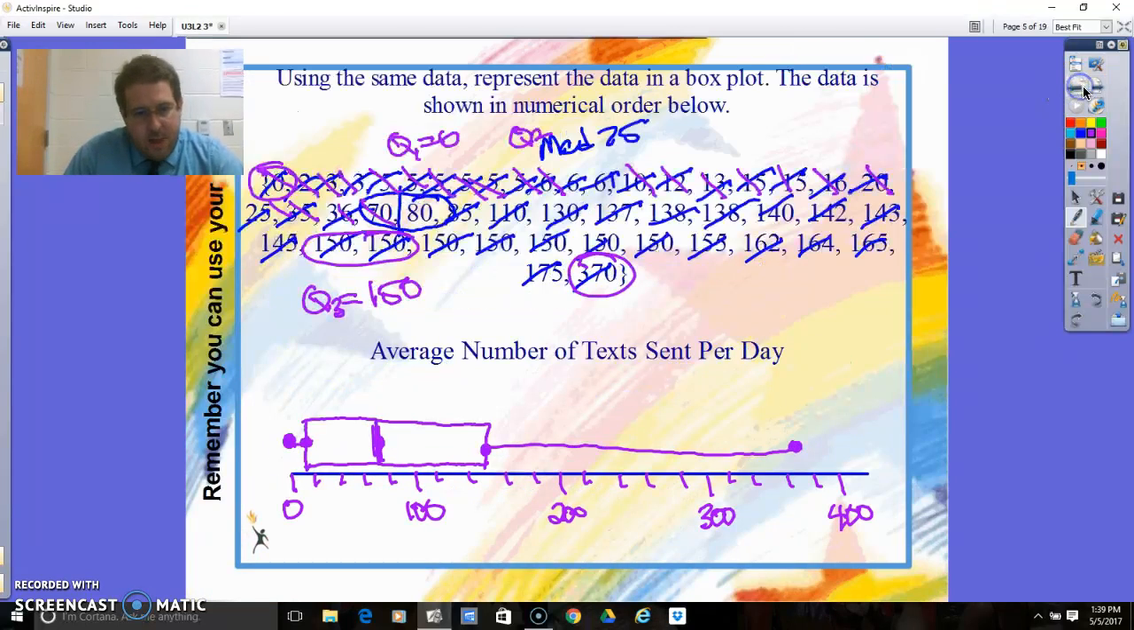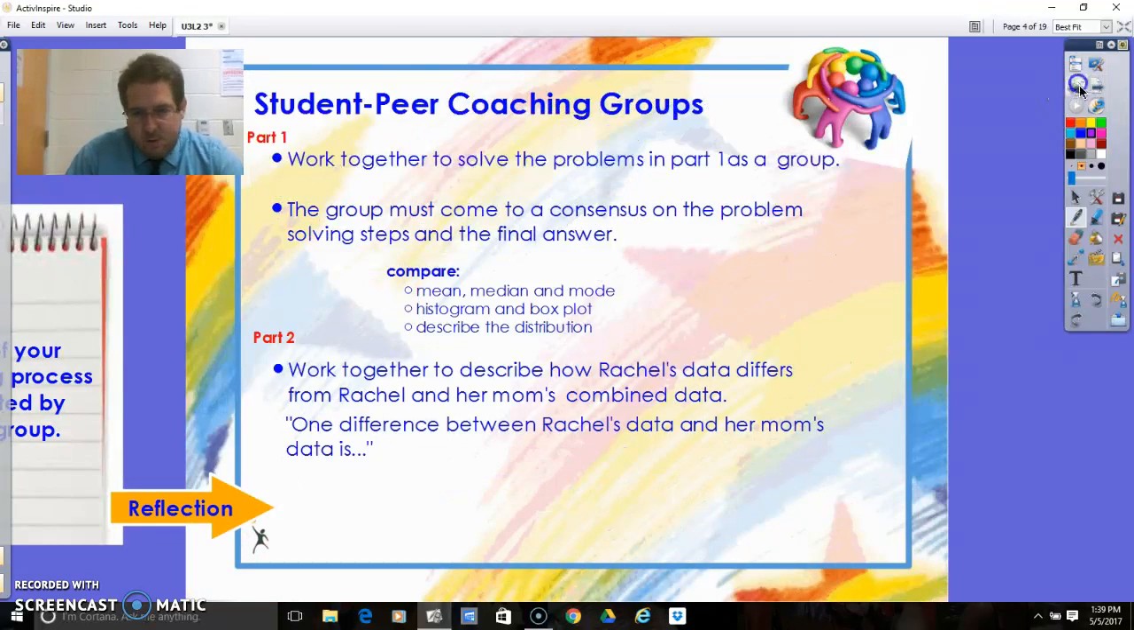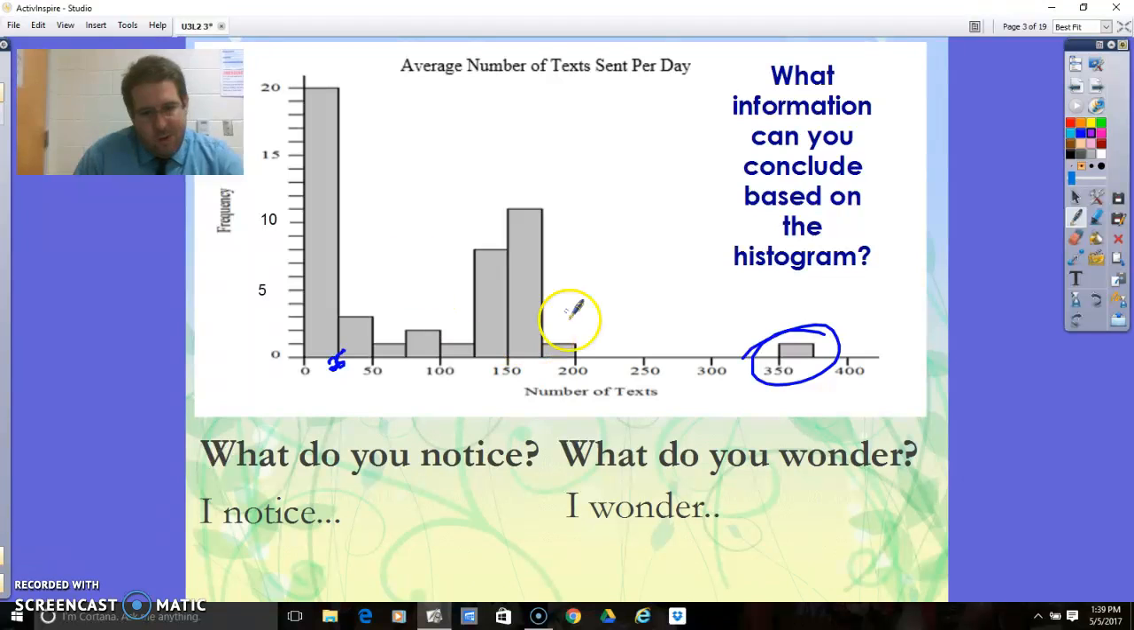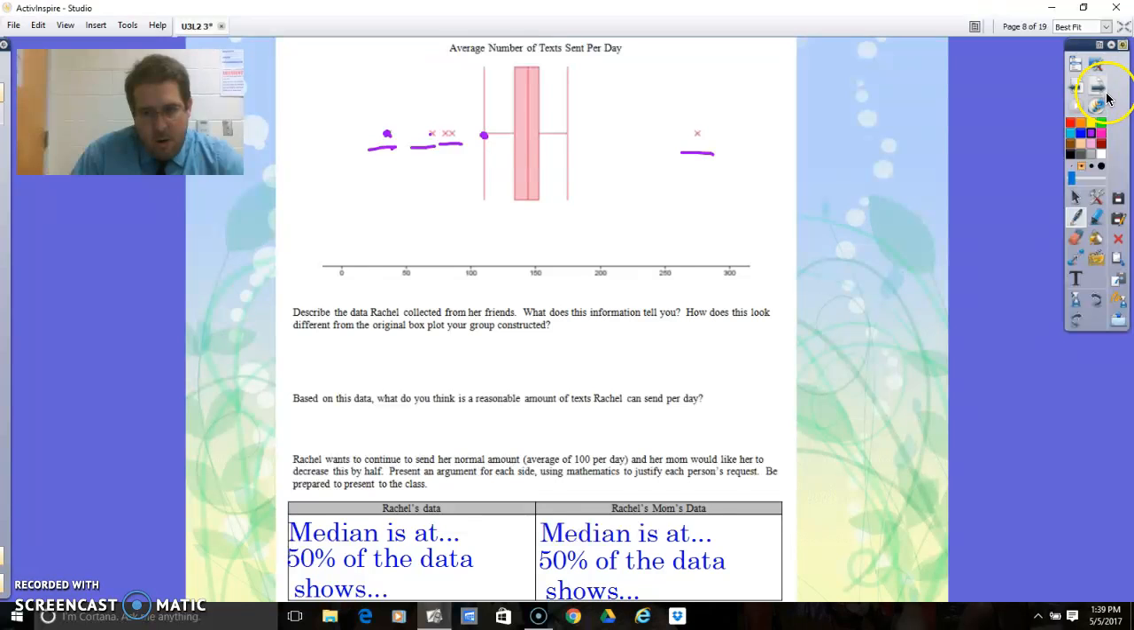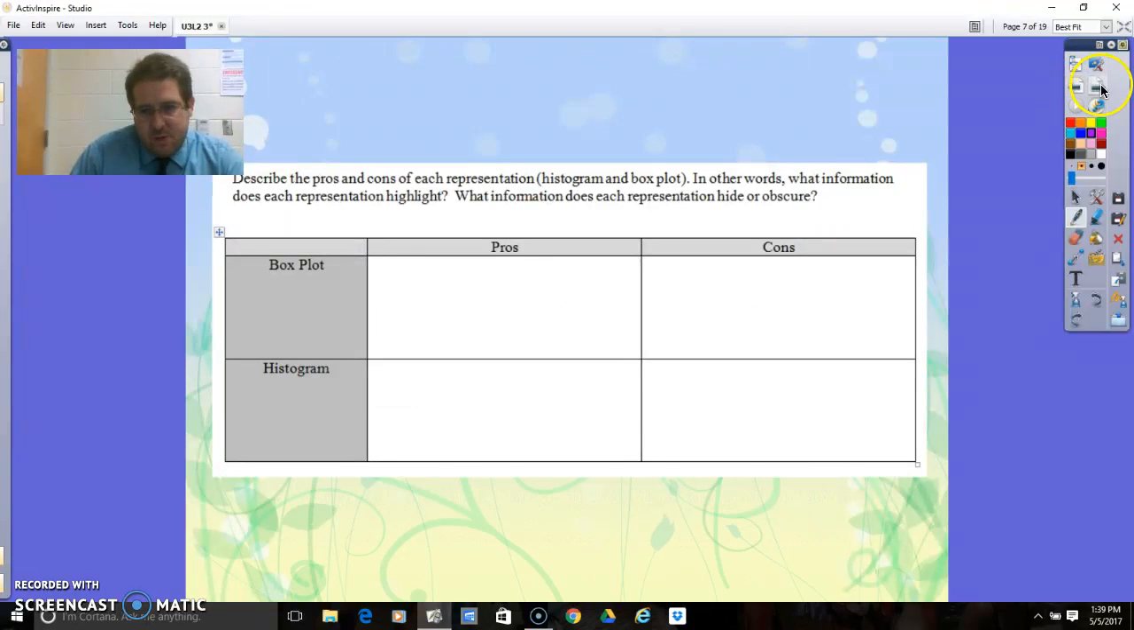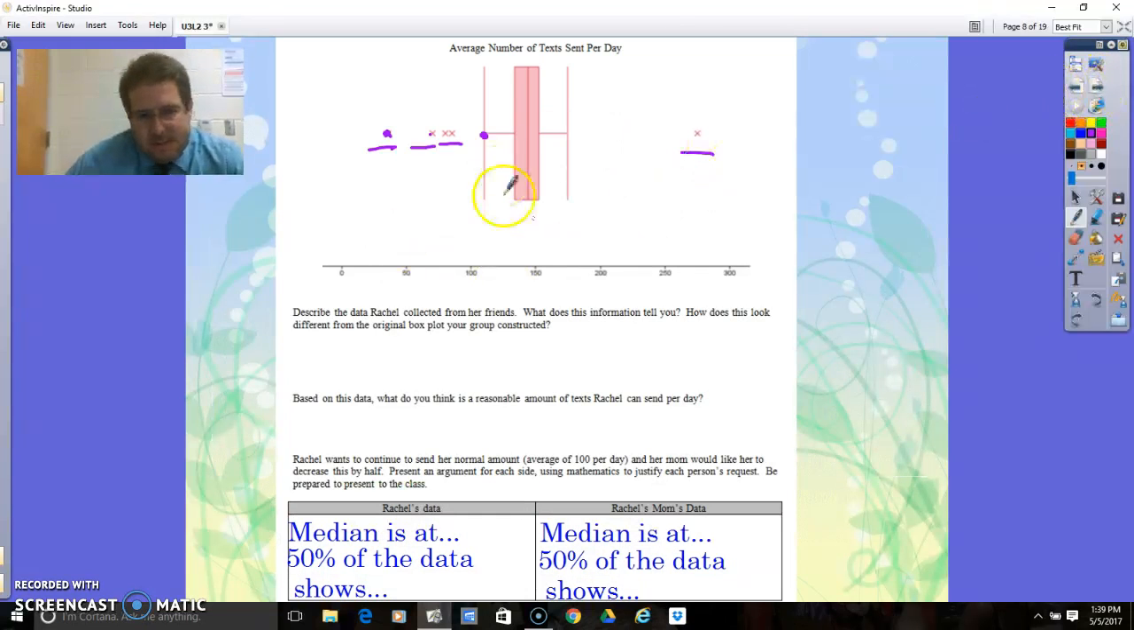Now, if you look back at Rachel's data, because I believe Rachel's data was the box plot, you'll notice that people are sending lots of texts. Probably because, you know, she's a teenager. Teenagers send a lot more texts. And then her mom collected data, which was much less. Oh, I forgot where it was. Must have been on a different chart. Okay, but this is the same data right here.